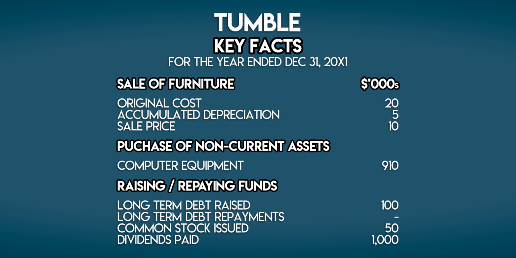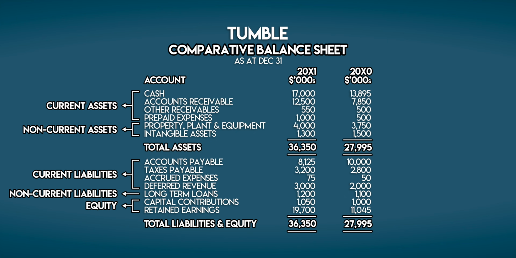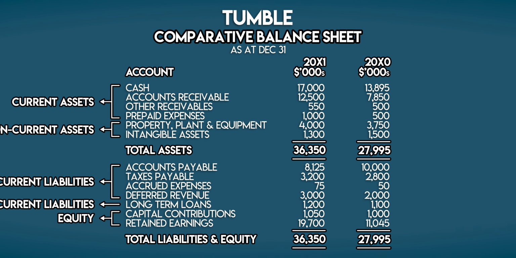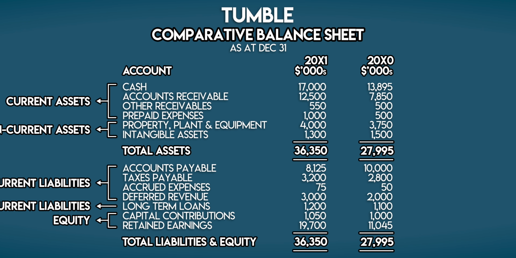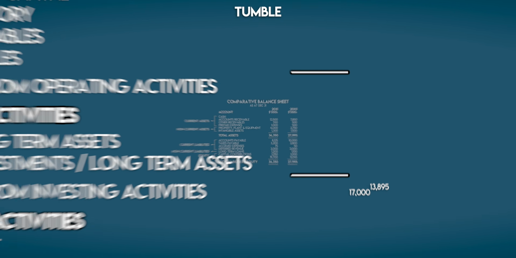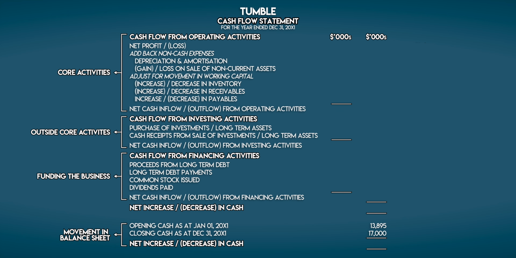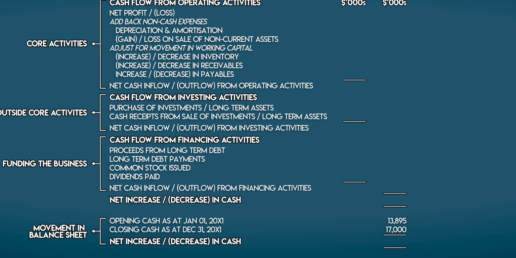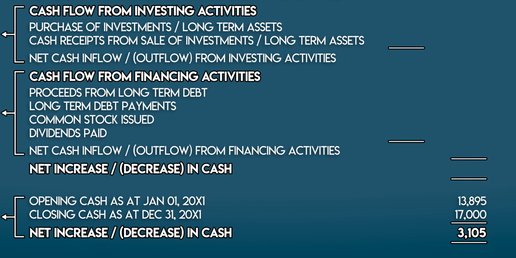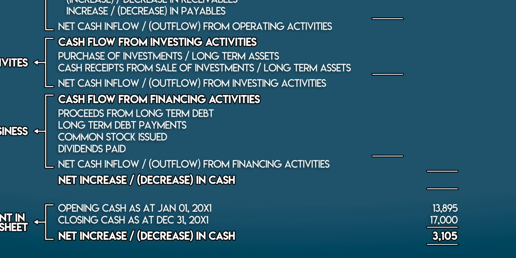Righto, let's begin. What are we reconciling? Cash. This is a cash flow statement after all, so let's head over to Tumble's comparative balance sheet. We can see that they held $13,895,000 in cash at the end of last year, and this number increased to $17 million at the end of this year. So we can lift these numbers and place them at the bottom of our indirect cash flow statement. Overall, that's a net increase in cash of $3,105,000. But how did Tumble pull this off?